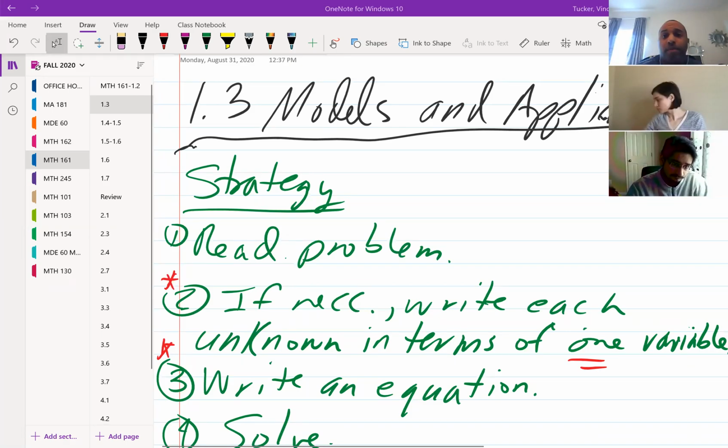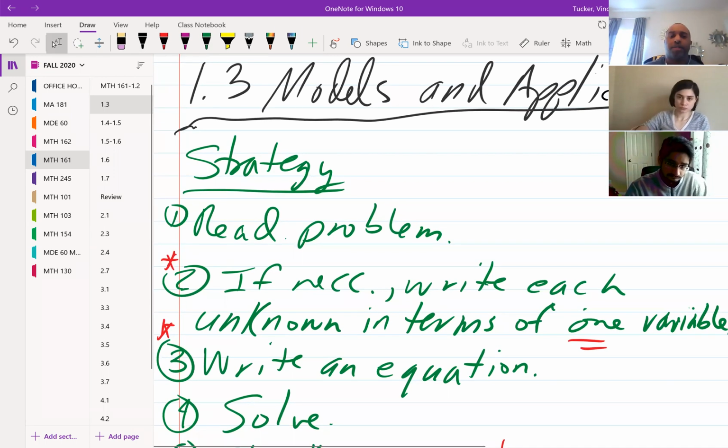All right, 1.3 models and applications. And I appreciate that. If I ever get off track, I've got like 5,000 classes, so feel free to ask a question. I'm human. It's all good. So this first section, 1.3, is models and applications.